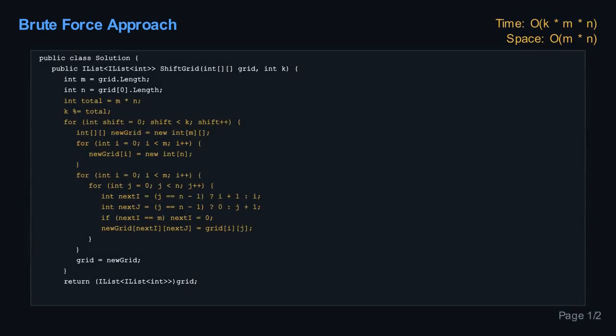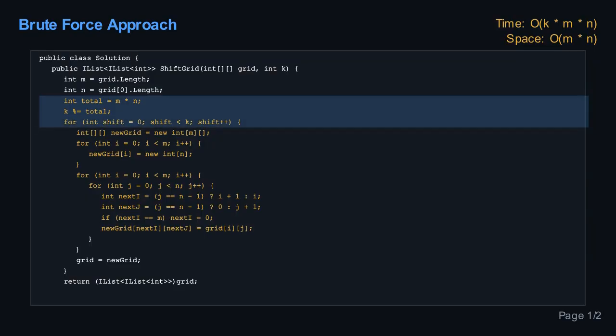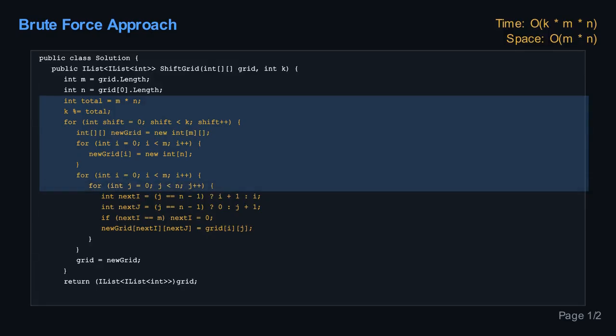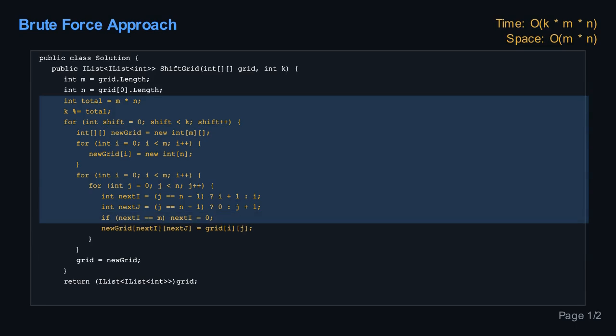A straightforward but inefficient approach is to simulate the shifts one step at a time. For each of the k shifts, we create a new grid and iterate through the original grid. Each element is placed into its shifted position in the new grid. After populating the new grid, we replace the original grid with the new one. This process repeats k times. While it correctly implements the shift, performing k full grid traversals means a time complexity of O of k times m times n, which is clearly too slow if k is very large. The space complexity for storing the new grid is O of m times n.